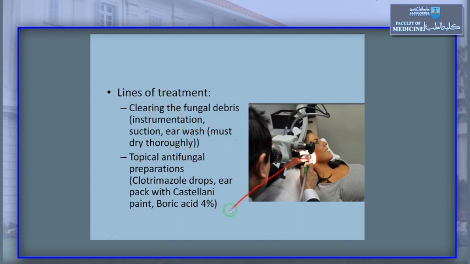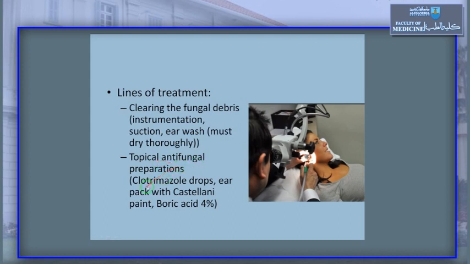And suction, as we see here in this picture, it has to be done under vision, or by ear wash. When we do ear wash, we may have to dry the ear thoroughly to help prevent recurrence because, again, water is a predisposing factor for fungal growth. The second line of treatment is topical antifungal preparation.